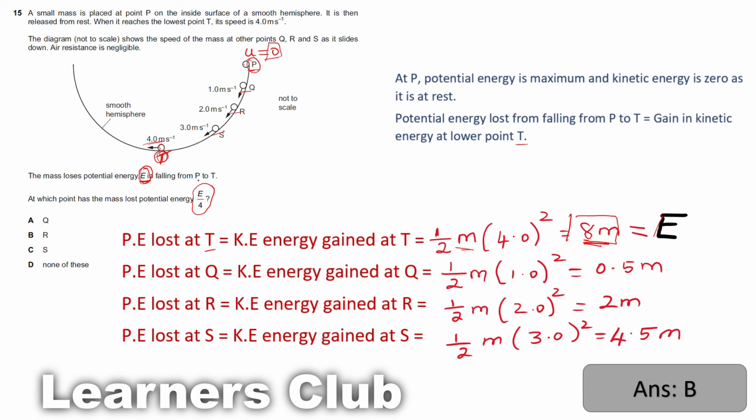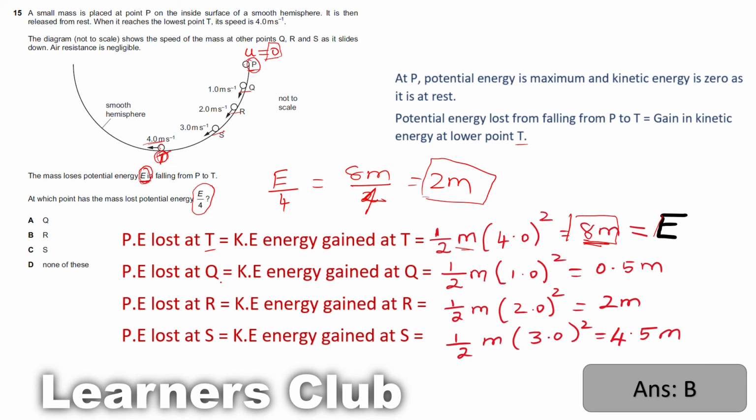Now we need to find the energy lost, which is E by 4. So E by 4 means energy 8m divided by 4, which is 2m. So we need to find at which point there is a gain in the kinetic energy by this amount, 2m, or loss in the potential energy of 2m.